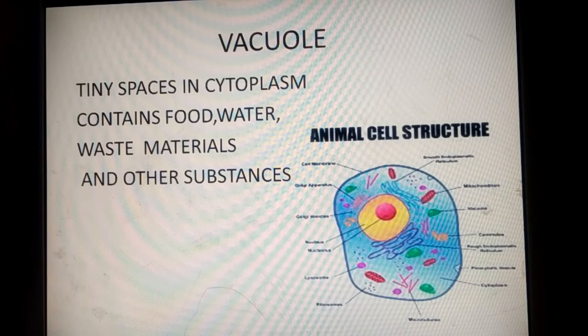Vacuoles are tiny spaces in the cytoplasm which contain food, water, waste material and other substances. You know, vacuoles are basically circulating this food, water and waste material within the cell.